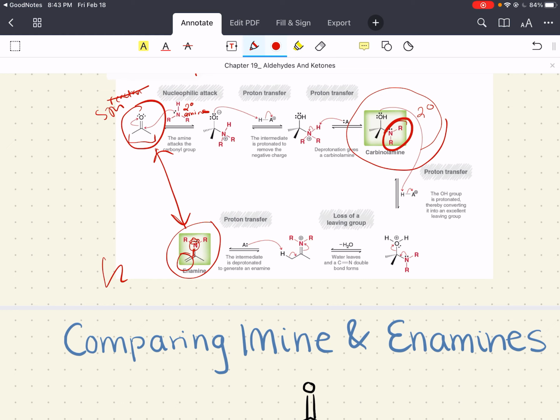These enamines are compounds in which the nitrogen lone pair is delocalized by the presence of this double bond. And remember, because we treated this ketone and aldehyde with a secondary amine, this nitrogen has these two R groups, these two alkyl groups that are attached to the nitrogen.